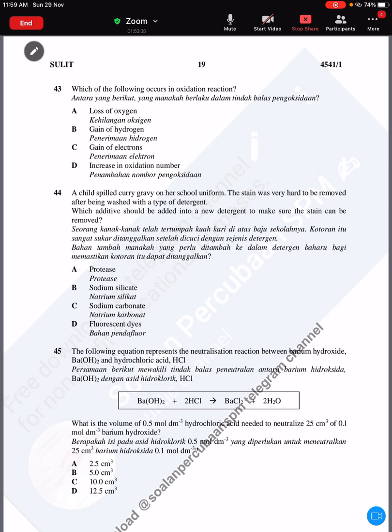Okay, good. Which of the following occurs in an oxidation reaction? Need more of the definition. OIL RIG, all of that. Hydrogen, and what else? We have the hydrogen and oxygen definitions. Okay, wait a moment guys. Try to do this.